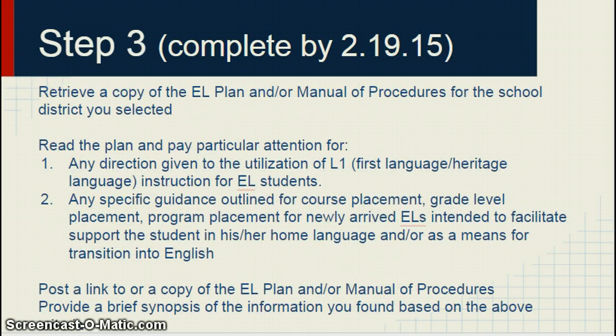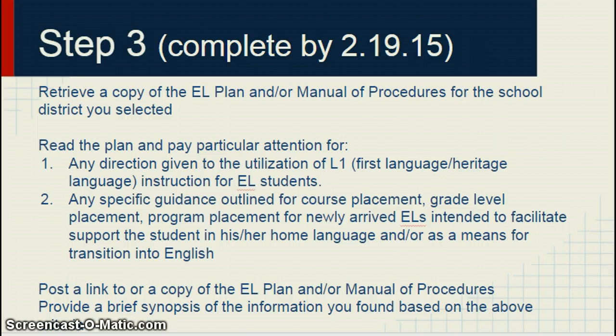The third step in this process is a little bit lengthier, and so knowing about it now a little bit ahead of time will help. This part is due by February the 19th. But what this component includes is for you to review a copy of your district's English Learner Plan or the Manual of Procedures. And that could be called, as I shared, the English Learner Plan. It could be called the ESL Plan. It could be called the ESL Manual of Procedures.